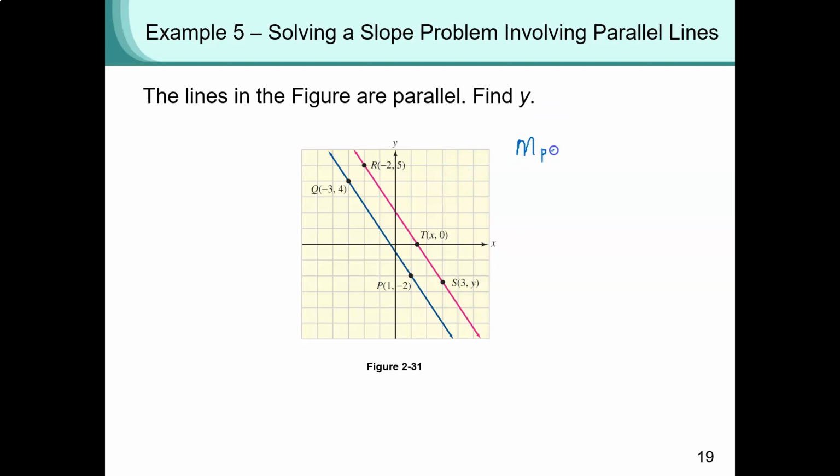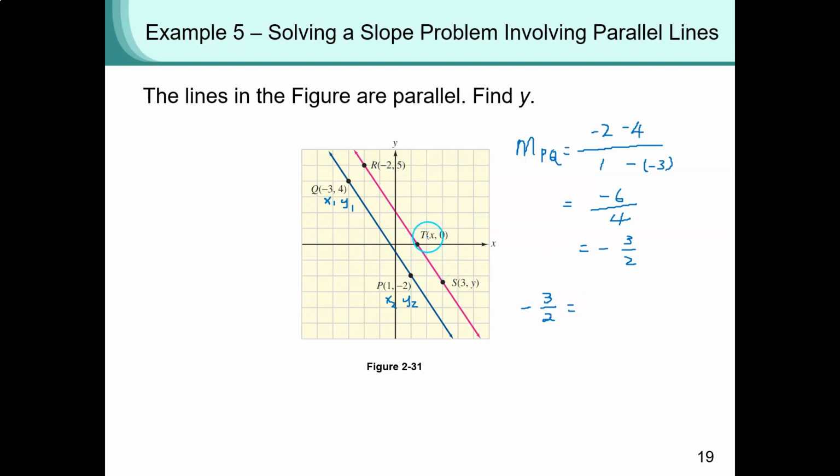So the slope of PQ is equal to, I'm going to label this as x1, y1, and this will be x2, y2. So I use y2 minus y1, so negative 2 minus 4 over 1 minus negative 3. So you have negative 6 over 4, which is negative 3 over 2. So the slope of the blue line is negative 3 over 2. Since the red line is parallel with the blue line, for sure the slope of the red line is negative 3 over 2.